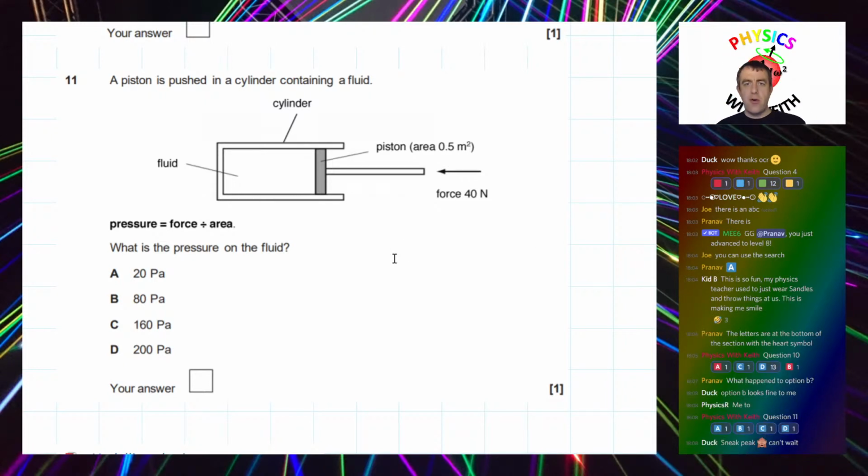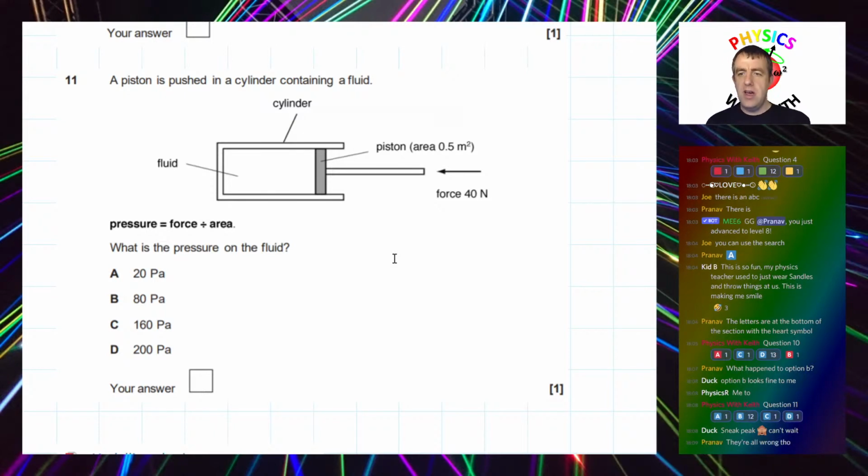Okay. Go for it. Vote for it. A basic understanding of pressure. Do you know what pressure means? Vote, vote, vote. Okay, so I think someone voted for D or something, but they've changed their mind since. Yes, the answer is B. 40 divided by 0.5 is 80.